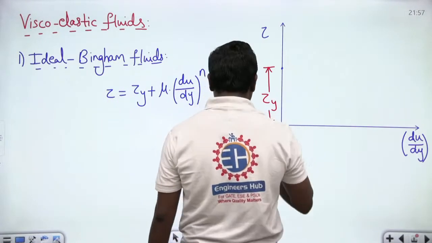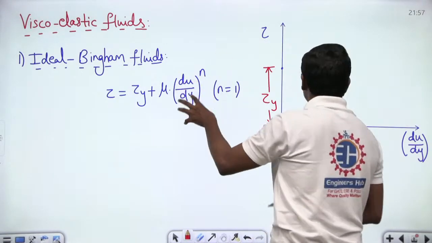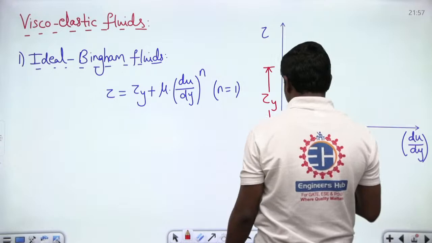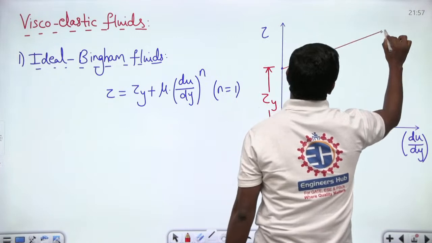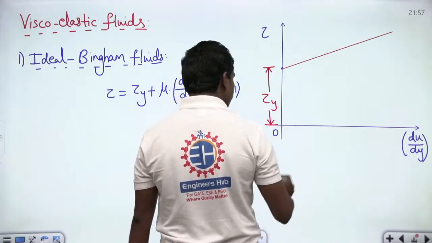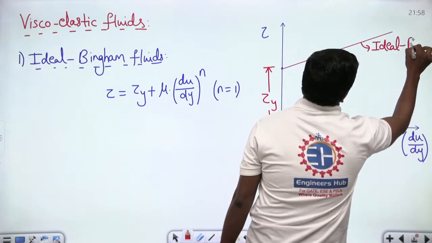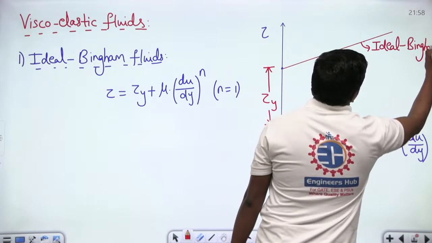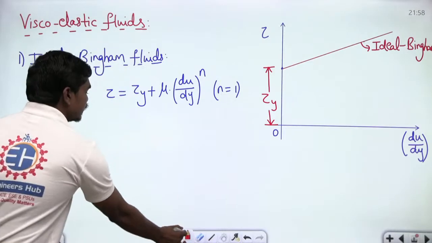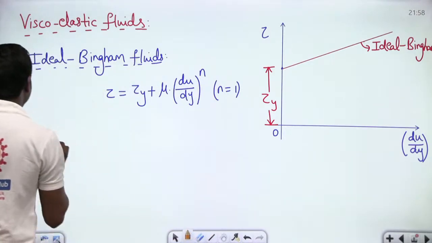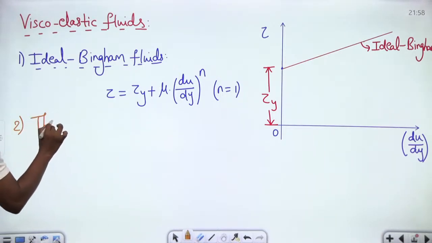Tau y, and in the case of ideal Bingham fluids, if n is equal to 1, then this is linear with du by dy on one axis, and if you plot this, you will get a curve something like this. This is the case of ideal Bingham fluids. Now, if n is less than 1, as we have discussed in earlier cases, then such fluids are called thixotropic fluids.